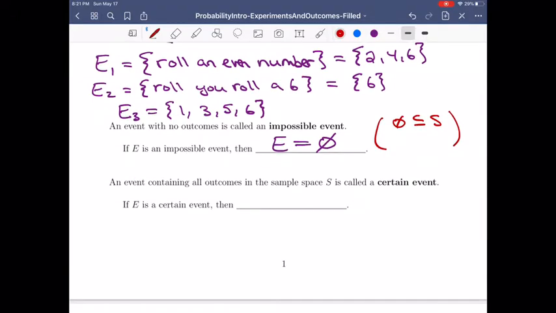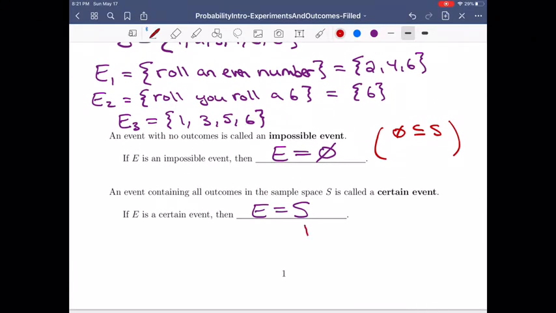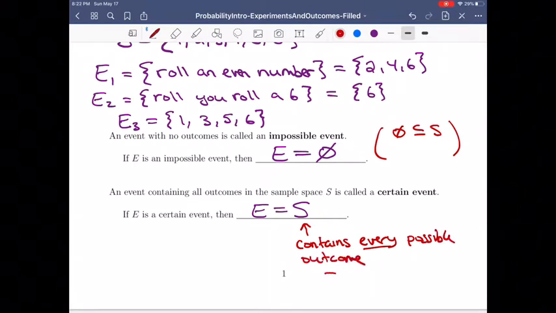If we have all of the outcomes, then we call it certain, because when we do the experiment, it definitely has to happen. So if E is certain, then E is all of S. It contains every possible outcome, which means that it will definitely occur when we perform the experiment. Those are just some special events.